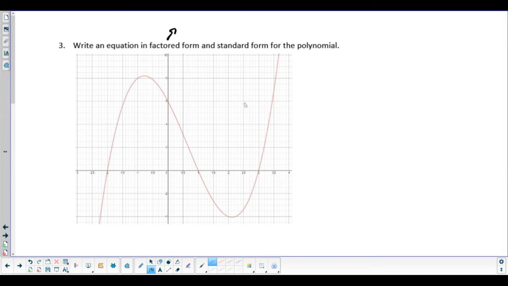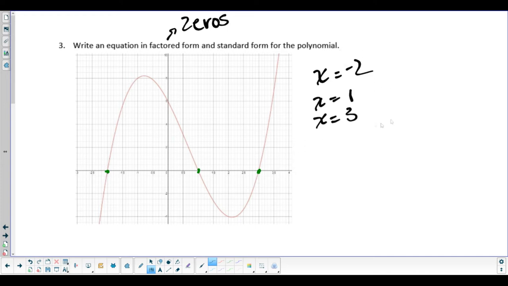And the important thing about factored form is that we know the zeros, right? Factored form, the whole point of it is to tell us what are the values of x that turn the equation into zero. Well, I can see that on this graph, I have three times that I cross the x-axis, or three zeros, right? They happen here, here, and here. That just happens to be at x equals negative 2, x equals 1, and x equals 3, right?